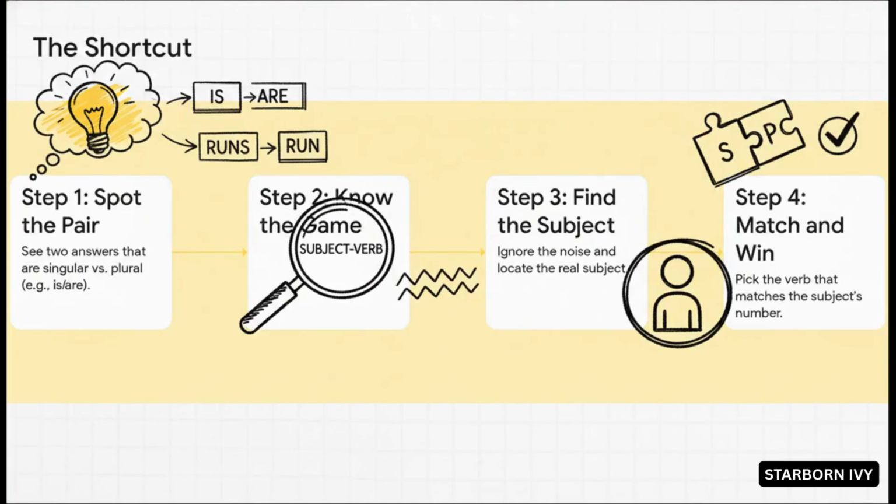Here's the shortcut. When you're looking at the answer choices and you see a pair like is and are or runs and run, you instantly know what the question is testing. Boom. Ignore everything else. Your only task is to find the subject, decide if it's singular or plural, and pick the verb that matches. It's literally that simple.